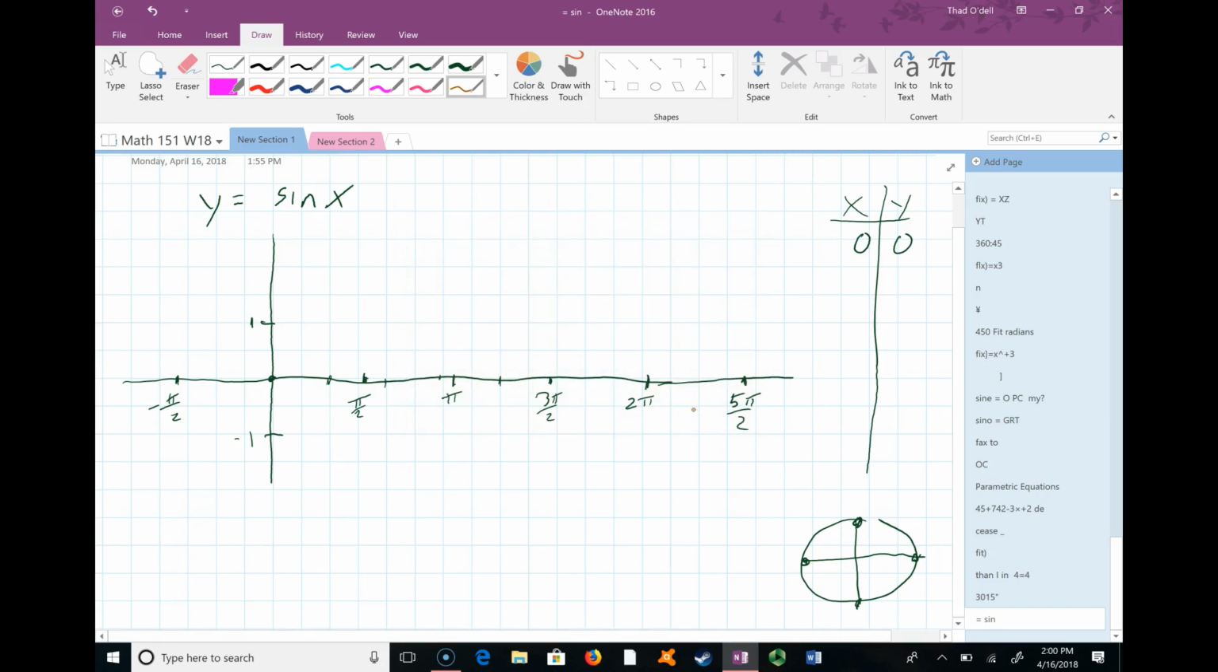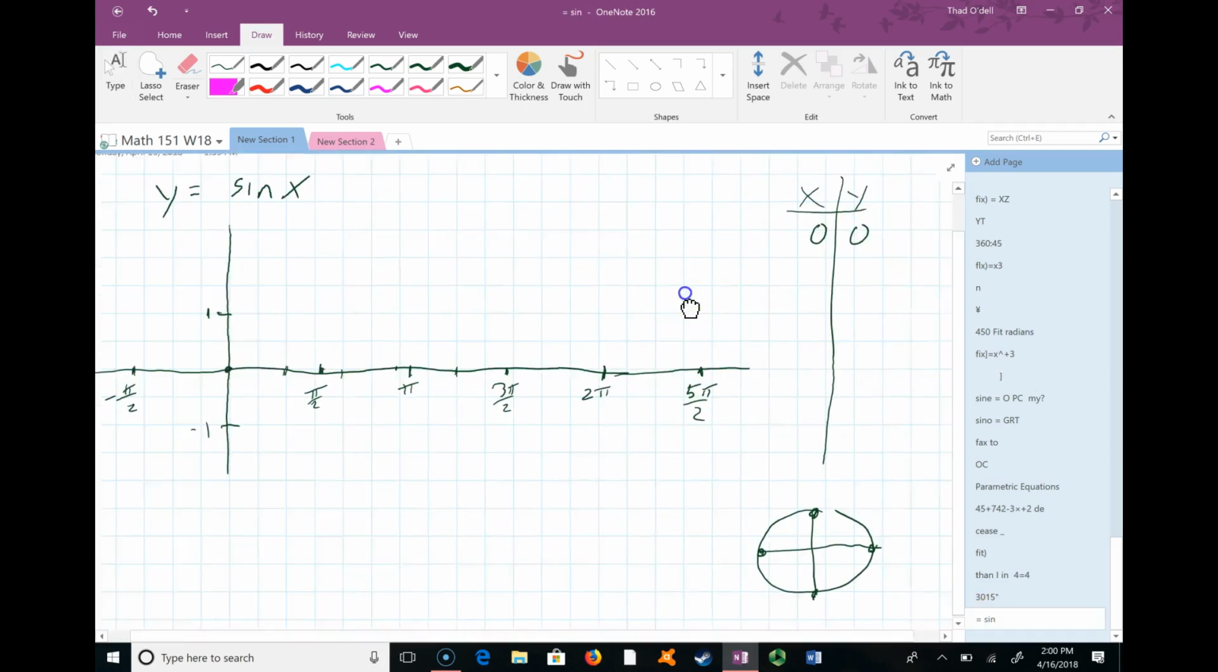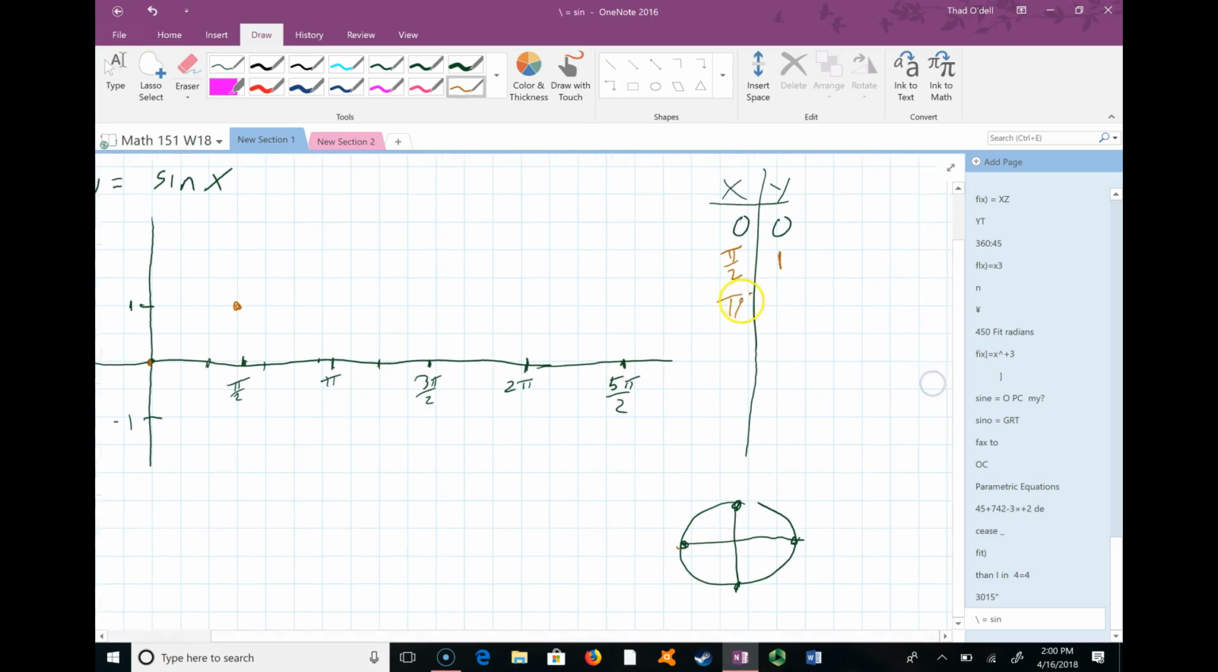Okay, when I plug in pi over 2, that's the next axis. Well, then my sine value is 1. So when I got to pi over 2, I hopped up to 1. So I went from 0 to 1. The next one would be pi. That's the next axis. So if I turn pi radians, I'll be on the negative x-axis. And of course, sine of pi is 0 again. So I come back to 0.